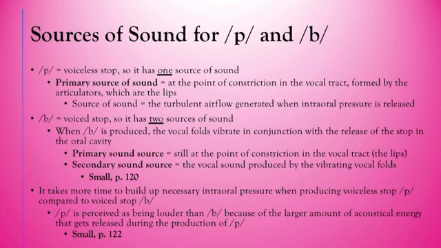Contrastingly, B is a voiced stop, so it has two sources of sound. When B is produced, the vocal folds vibrate in conjunction with the release of the stop in the oral cavity. The primary sound source for B is still at the point of constriction in the vocal tract, which is the lips, and the secondary sound source is the vocal sound that's produced by the vibrating vocal folds.